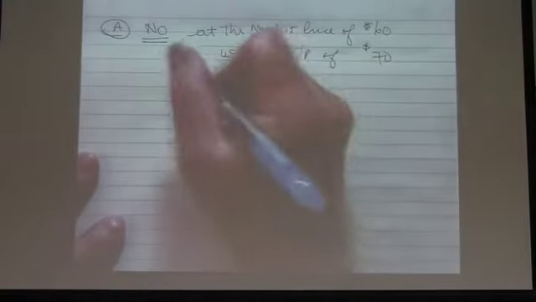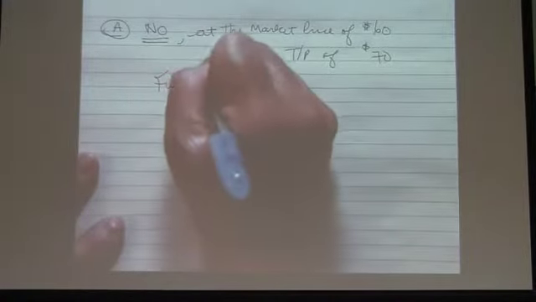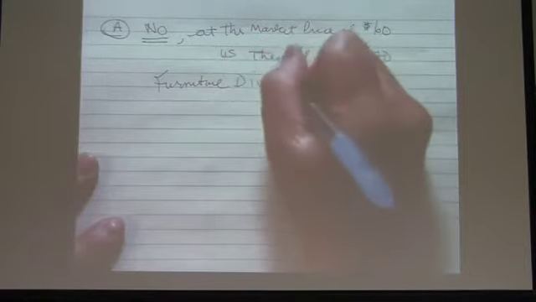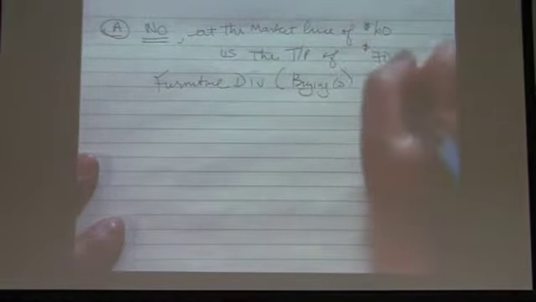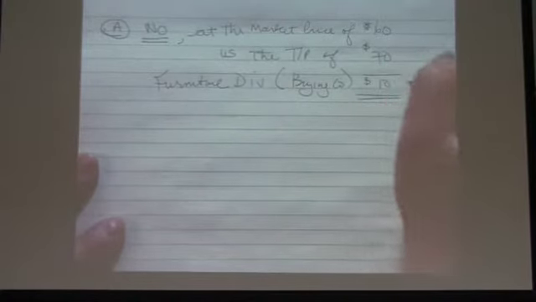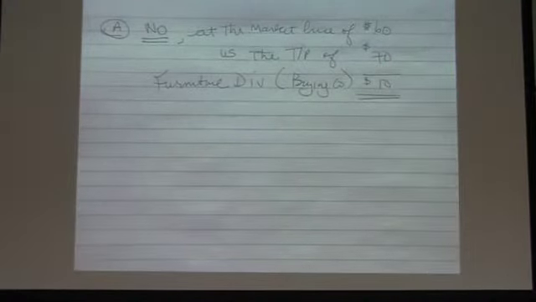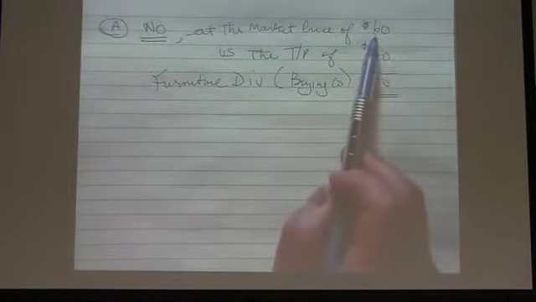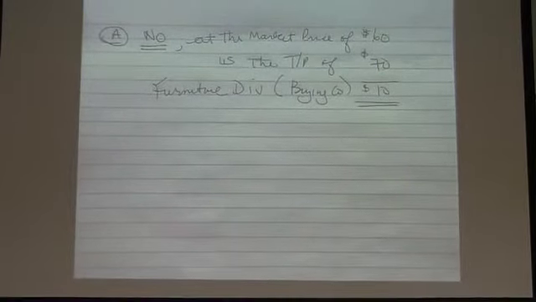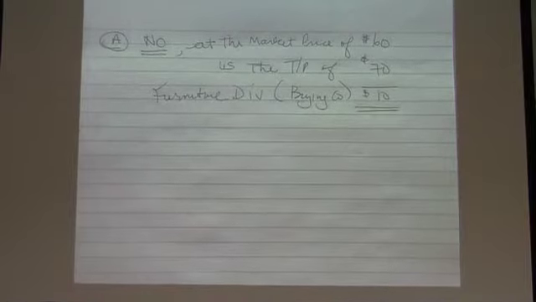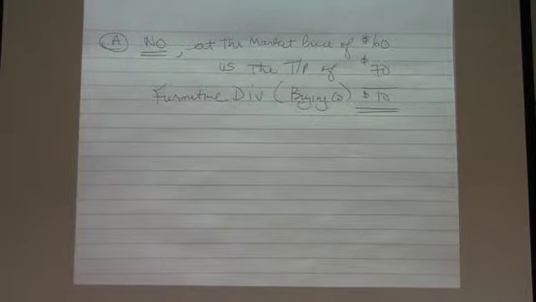The furniture division, which is the buying company, would operate at a loss of $10. So they would naturally have to pay $10 more than they should had they bought it from an outside party. So if I'm looking at it from the buying division's perspective, it doesn't make sense for us to pay $70 when the market price is actually $60.